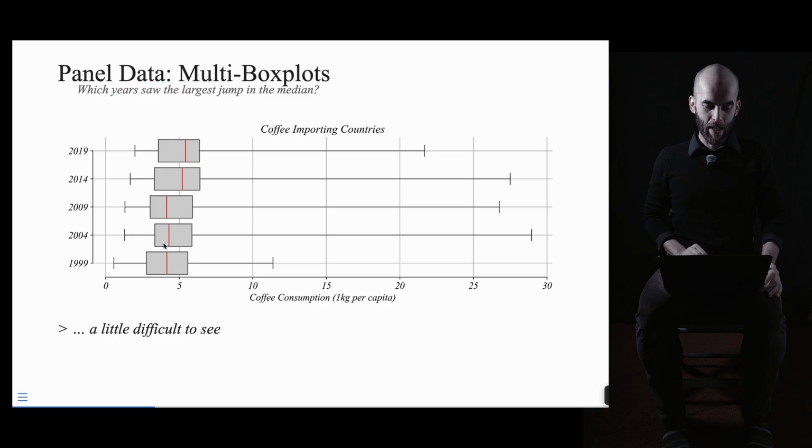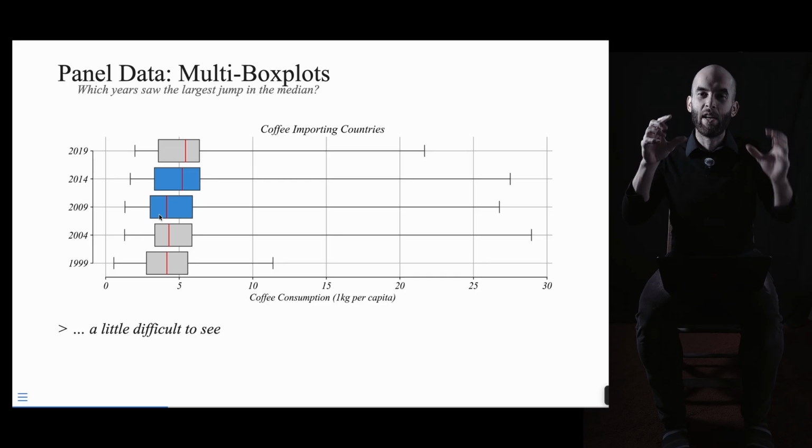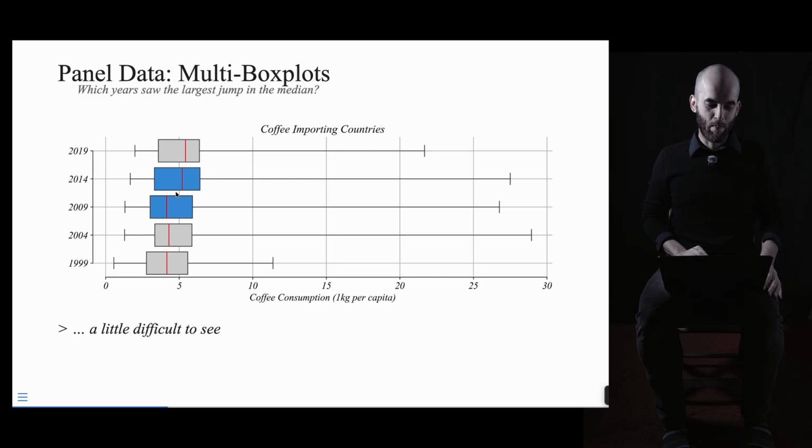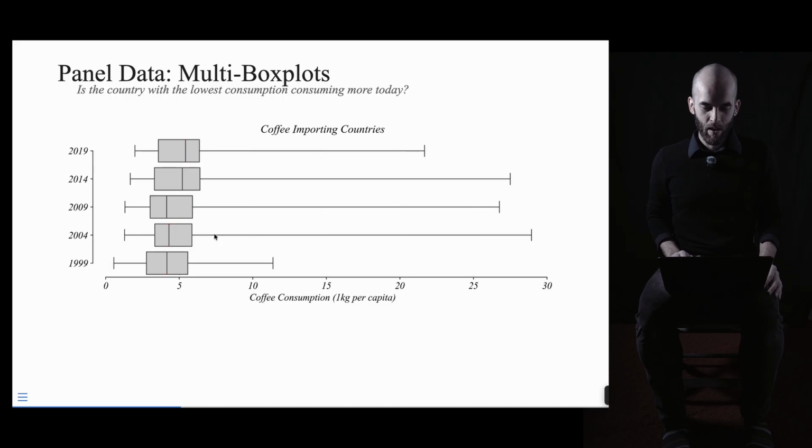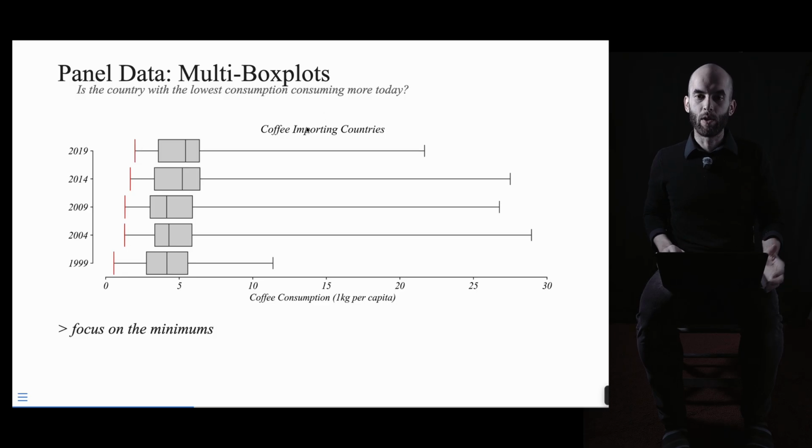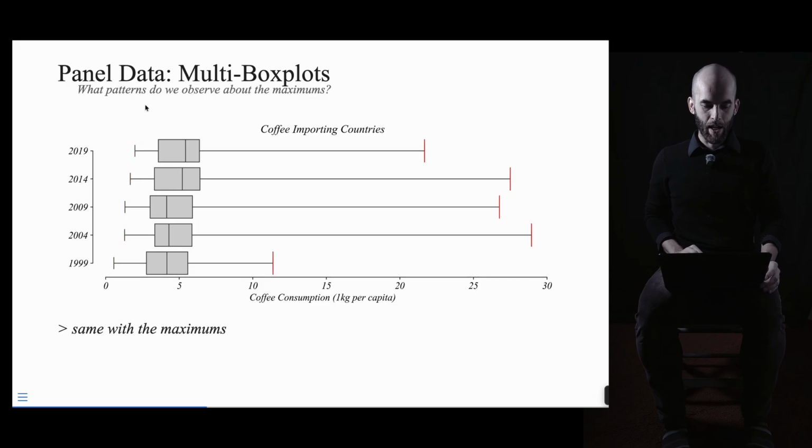Which years saw the largest jump in the median? Well, it's a little bit challenging to see, but if you zoom in really closely on your screen, you can see that we have this pretty big jump between 2009 and 2014. Okay, and then maybe another question, is the country with the lowest consumption consuming more today? Well, we can just ask questions particularly about the minimums. So if we think about the minimums and we ask this kind of question, is the minimum increasing or decreasing? It turns out that it's increasing. And then we can see some patterns about the maximums. There's nothing quite as clear.